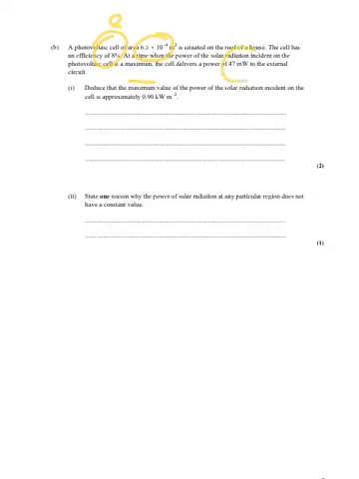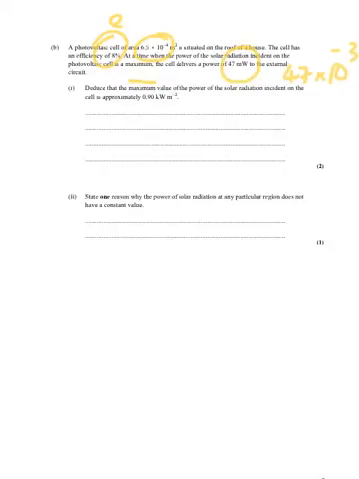cell delivers 47 milliwatts. So that's times 10 to the minus 3 to the external circuit. So deduce the maximum value of the power of the solar radiation incident on the cell.